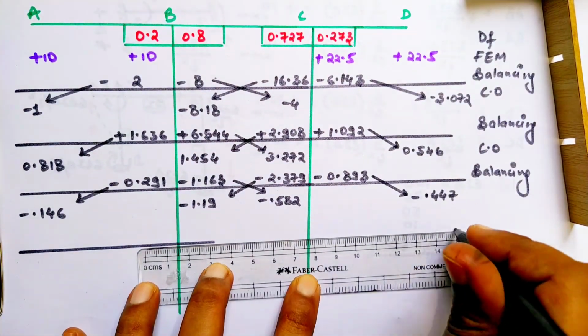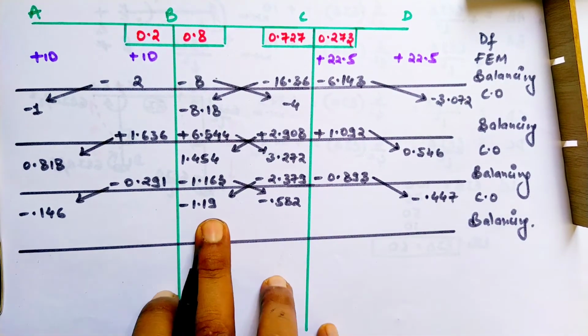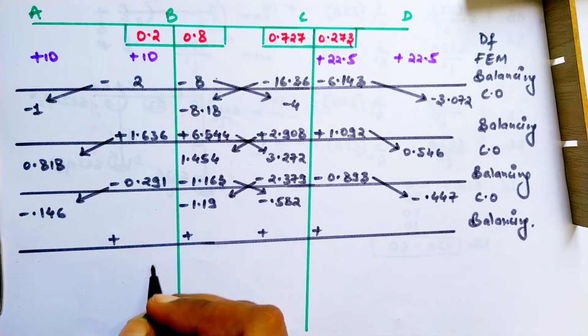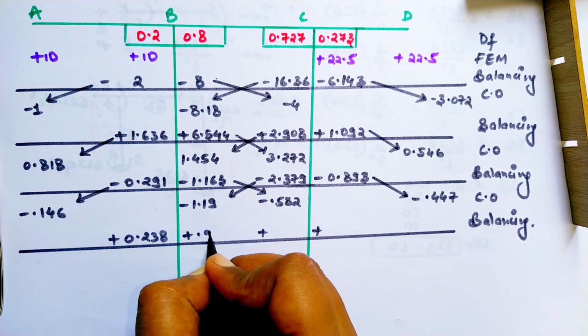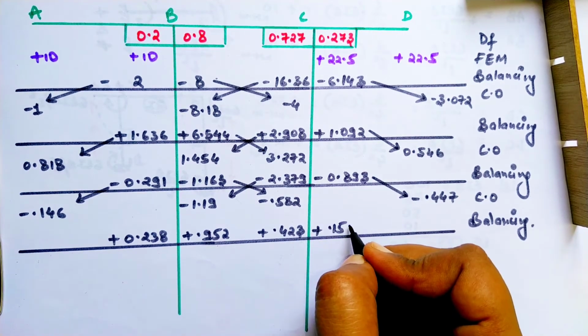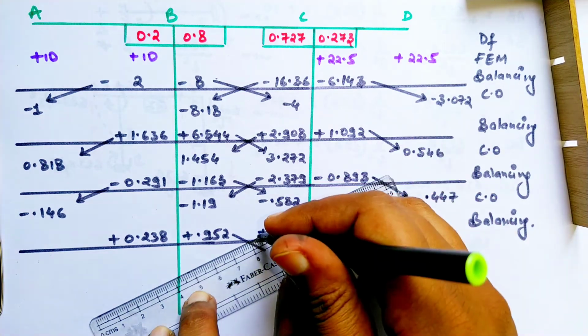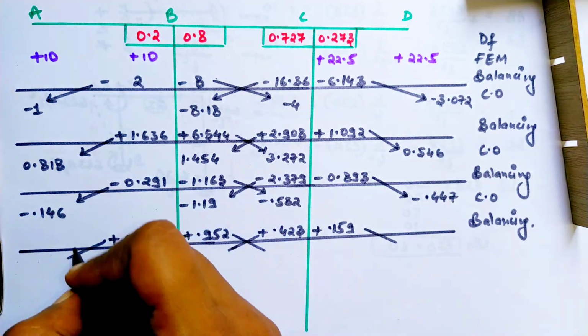So again we have to go for 4 to 5 iterations, 4 to 5 cycles we have to repeat, then only our answers will come correct. At a joint we have to always remember that the left side and right side moments have to be equal and opposite, then only our answer will be correct. If it is not coming, you go for one more iteration.